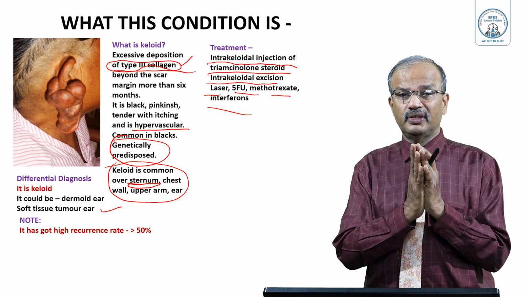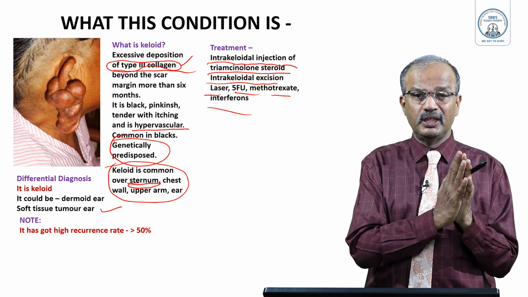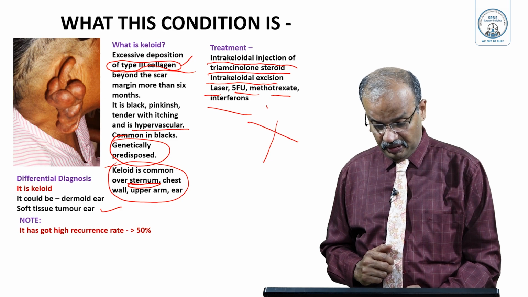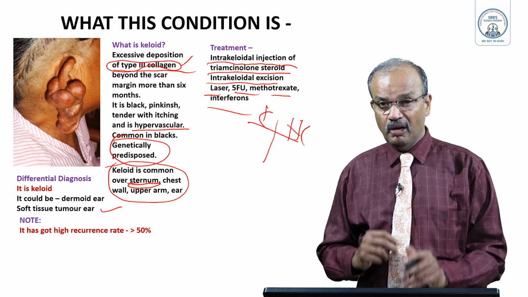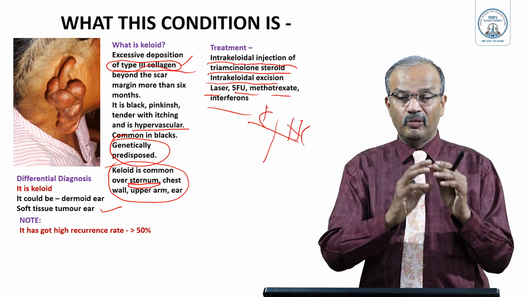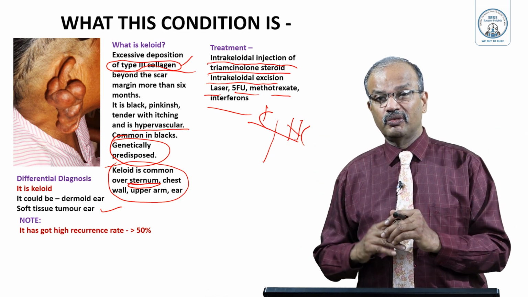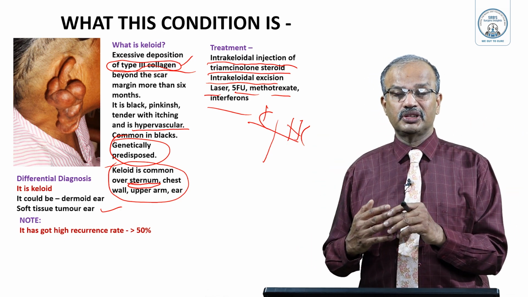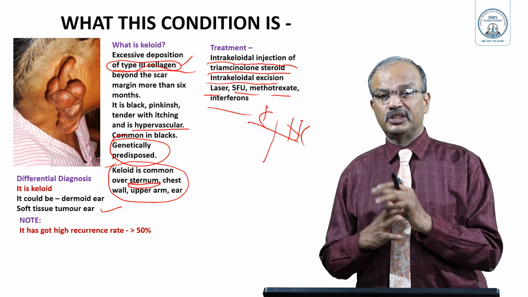What is important is you have to know the differences between hypertrophic scar and keloid. You should remember: one is within 6 months, one is beyond that; one goes beyond the margin, one stays within the margin; one is vascular, one is not vascular; and one is not that cosmetically worse. Treatment also differs. All those things you have to remember.